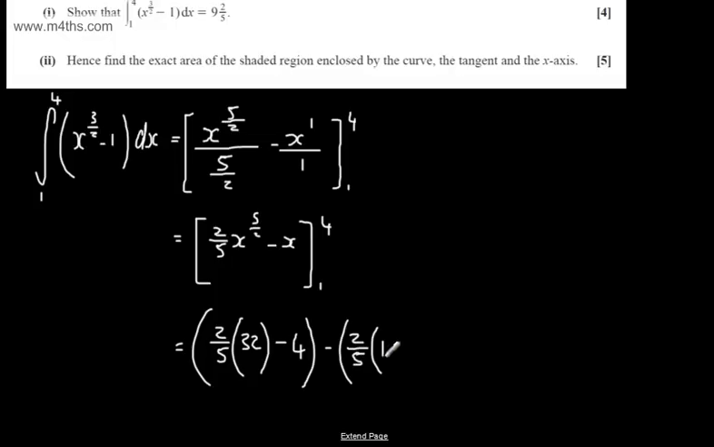So let's first evaluate when x is 4. I'm going to get 2 over 5 times x to the power of 5 over 2. If I take the square root of 4, that's going to give me 2. 2 to the 5th power is going to give me 32. From this I need to subtract 4. I'm now going to subtract away, evaluating when x is 1. That's going to give me 2 over 5 multiplied by 1, and 1 to any power is 1, minus 1.